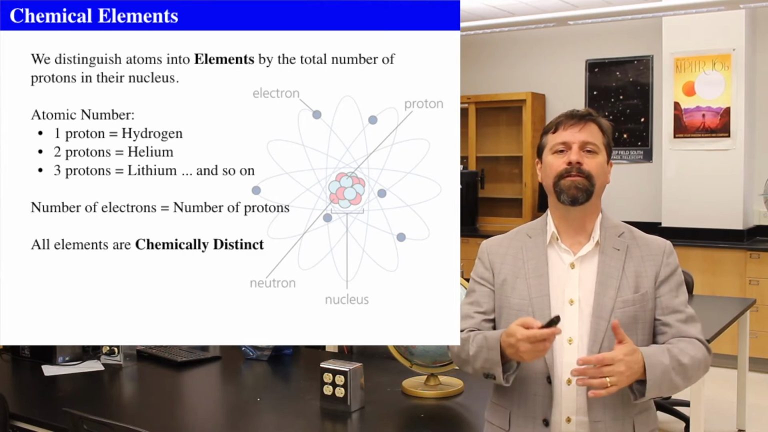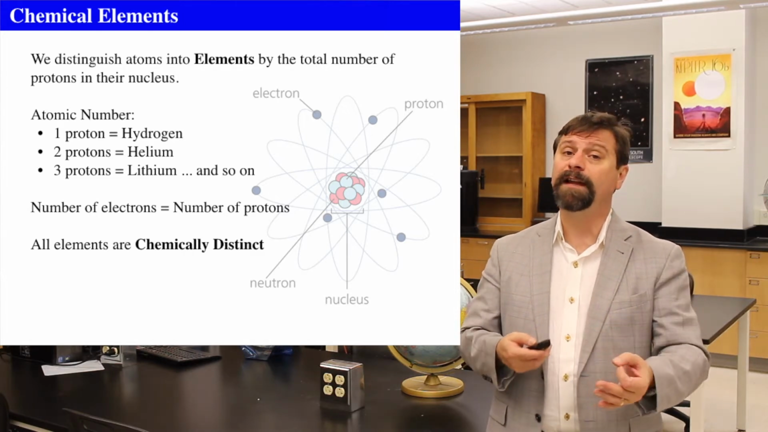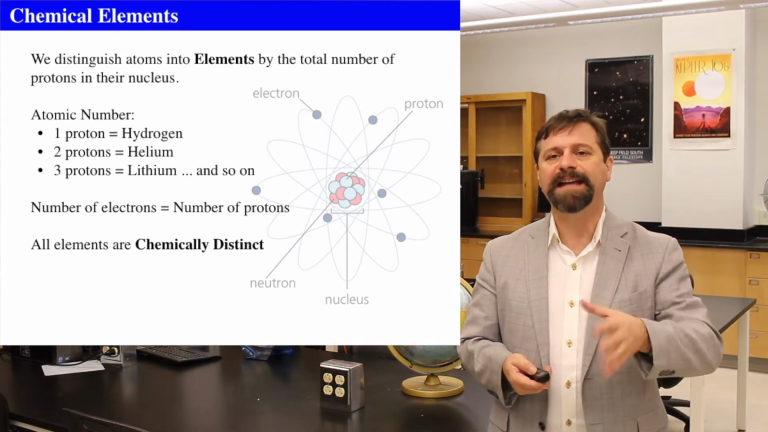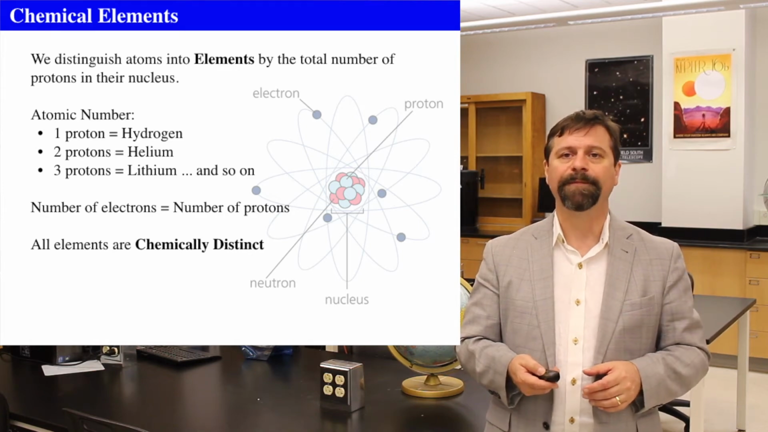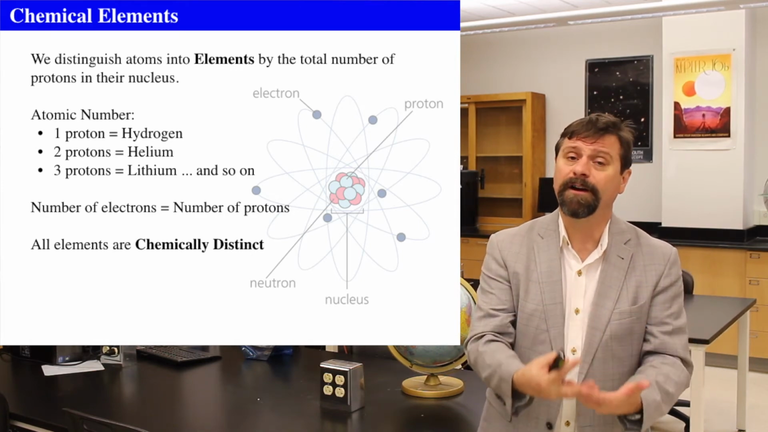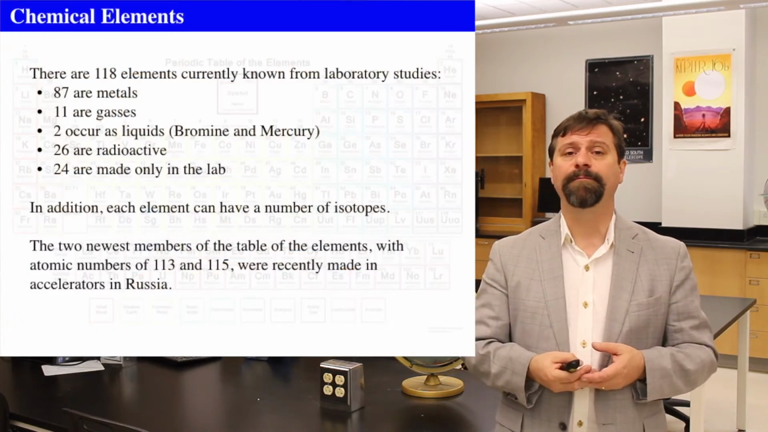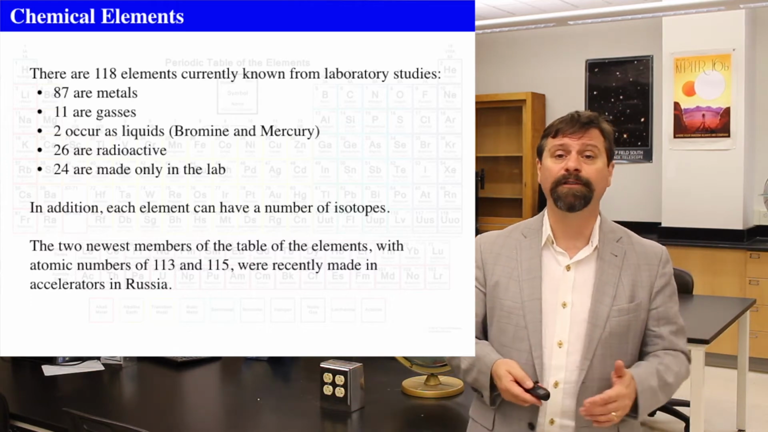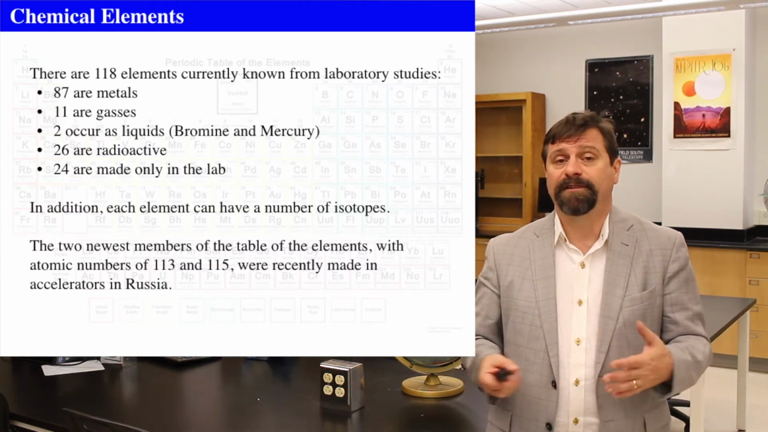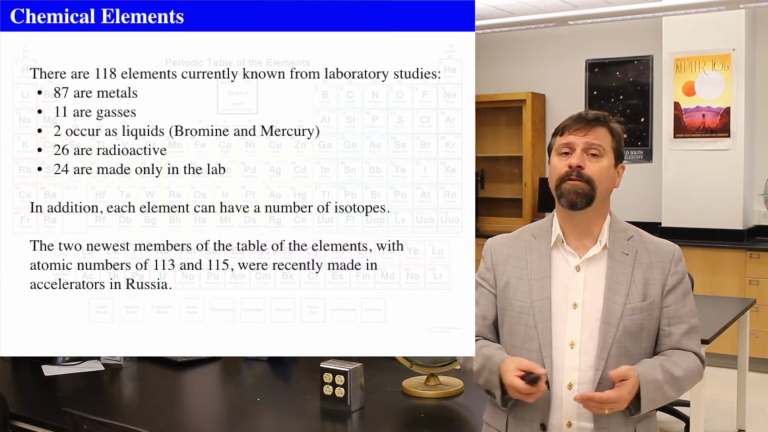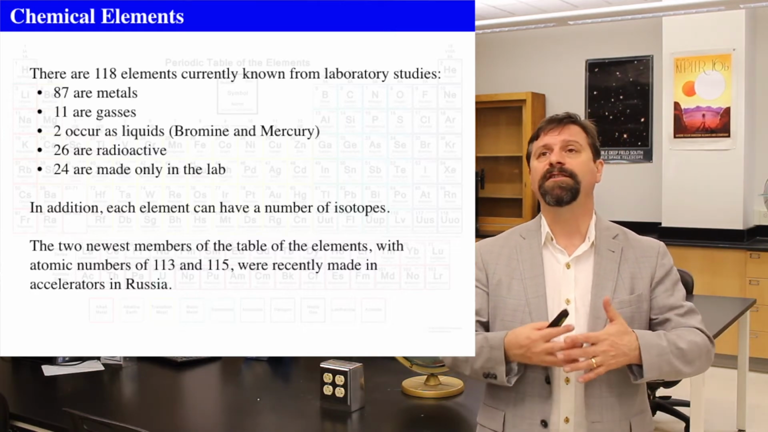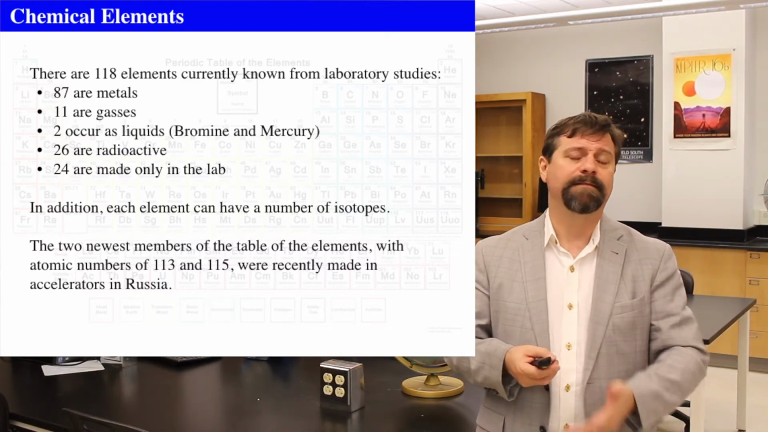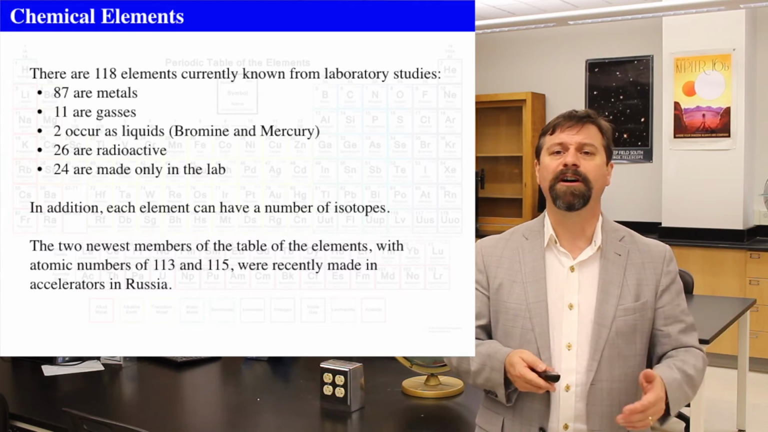Every single element is chemically distinct, and the chemistry is different between each one. Right now we know that there are 118 elements that have been made. About 24 of them have to actually be made in laboratories, and they only live for microseconds or nanoseconds before they fall apart. About 87 of them are metals, meaning they have the capacity to allow electrons to flow off of them. They're valence electrons, so they can easily be stripped off.